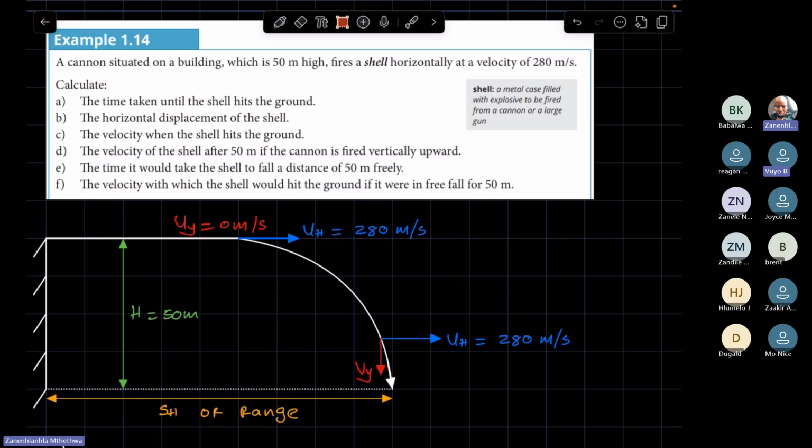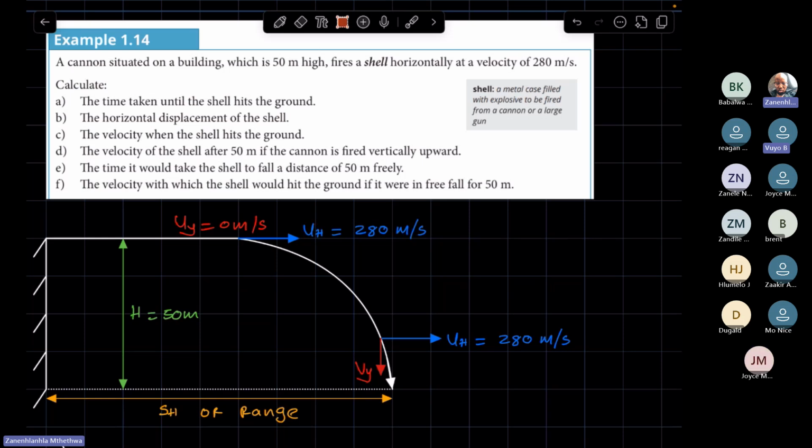Exactly. So basically its movement has two components. It's got the component of that 280 meters per second, and also a component of negative 9.8 meters per second at the same time. Or let me say it's got two components of motion in two different dimensions, a horizontal one and a vertical one. Yes, that's the one.